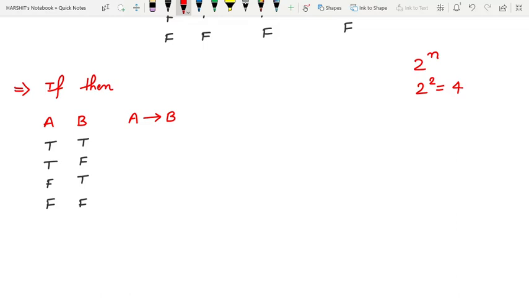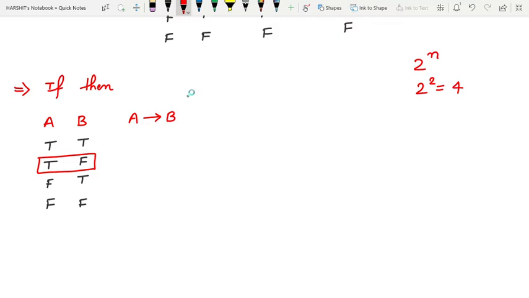Okay, now if you apply the if then, let's see how it works. If then says that if the first input is true and the second input is false, then the output will be false. So for this only, because you can see that the value of A is true and value of B is false. Here we are using A implies B.